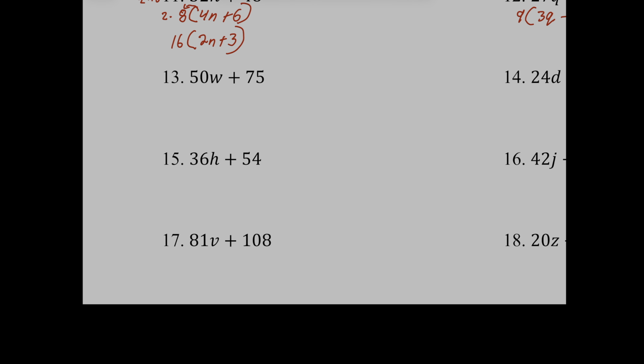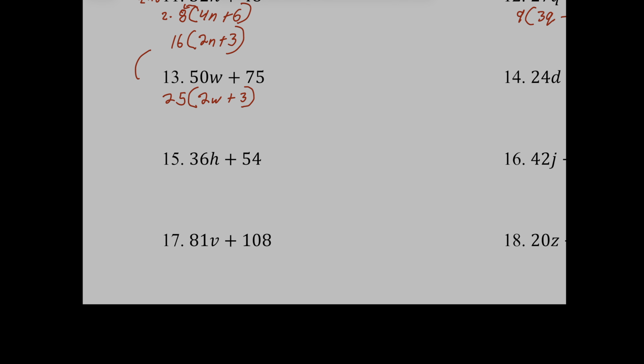But anyways, so you'd put your quarters in, and I see 50 and 75 immediately as being divisible by 25, okay, because of money. Now I pull out a 25, and that leaves me with a 2w plus 3. But again, if you only saw the 5, that's okay.